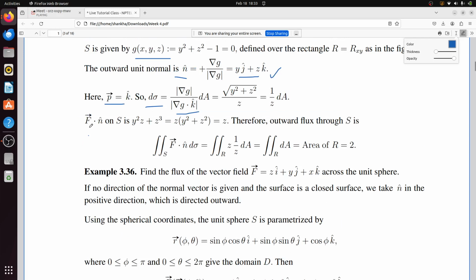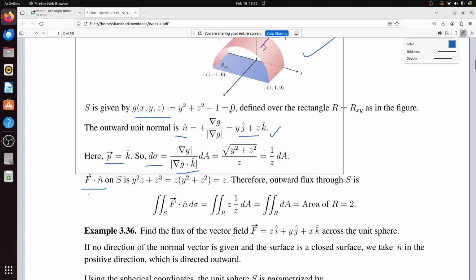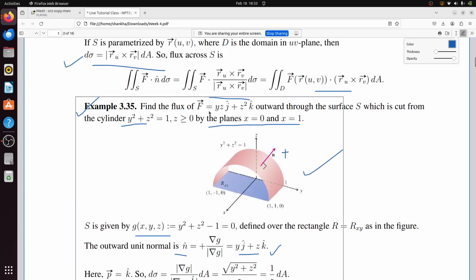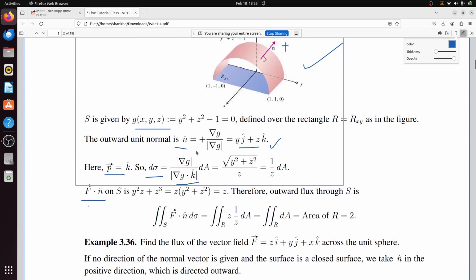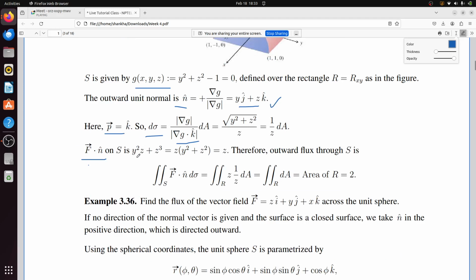Yes, sir. Okay. So f dot n on S is y square z plus z cube. You have determined what n is, and you know what your f is, right? So now you need to take only f dot n. You compute f dot n, but you have to determine it on the surface. On your surface, y square plus z square is 1.